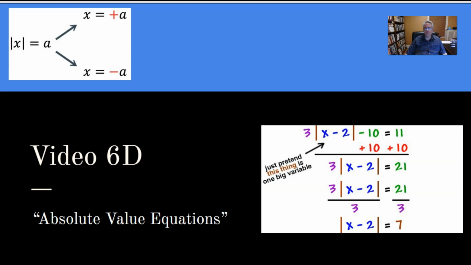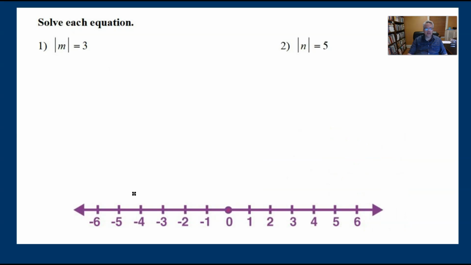In this video, we're going to solve some absolute value equations. All right, so we got a few examples, and they start from the easiest and work our way towards a little bit more complicated ones. So here's an absolute value equation. It's an absolute value equation because it has an absolute value in it.